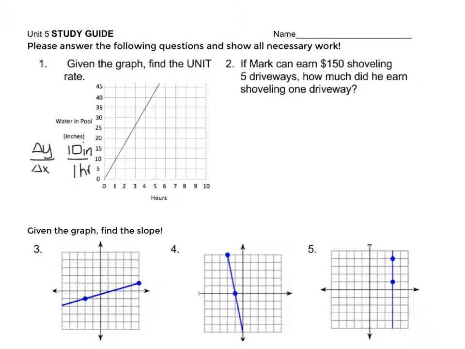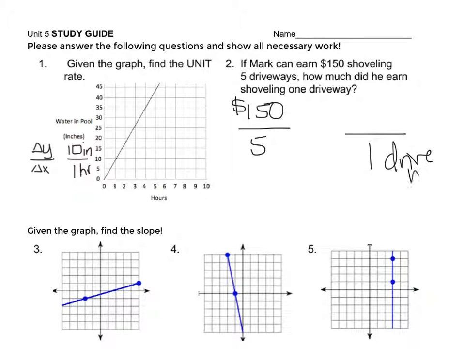Number 2, if Mark can earn $150 shoveling 5 driveways, how much did he earn shoveling 1 driveway? Again, we're looking for the unit rate. So we're taking $150 over 5 driveways, and we want to figure out how much he's getting for 1 driveway. So our unit rate is 1 driveway. So you need to think, what am I going to do to 5 to get to 1? You're going to divide by 5. What I do to the bottom, I have to do to the top.